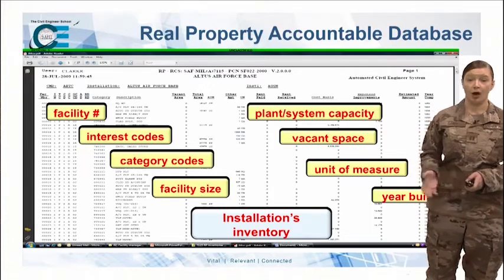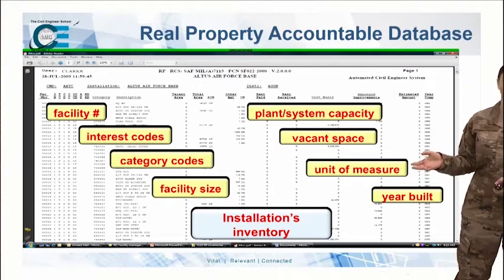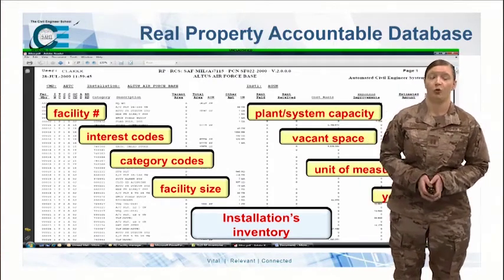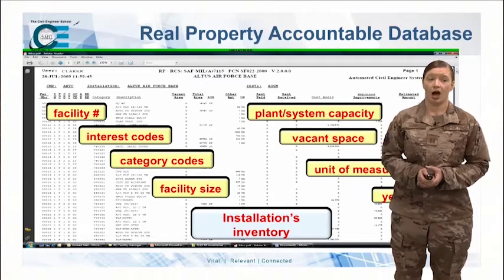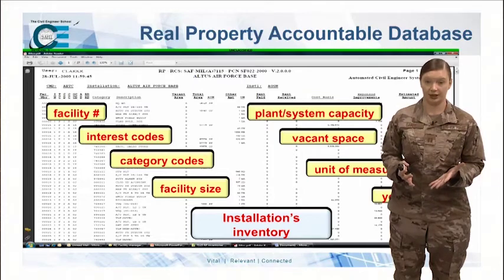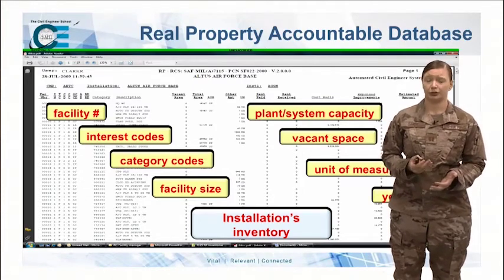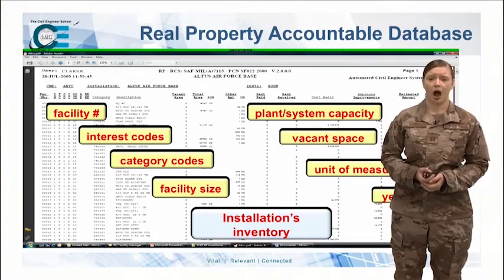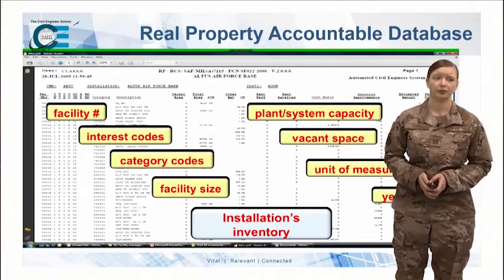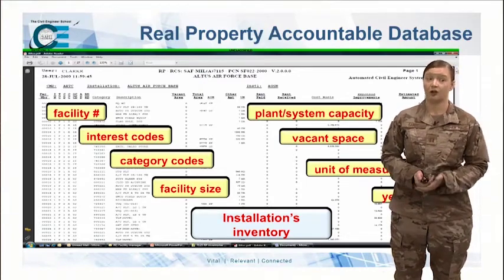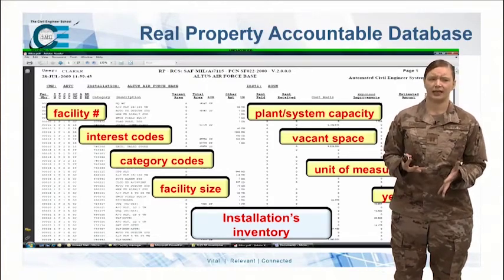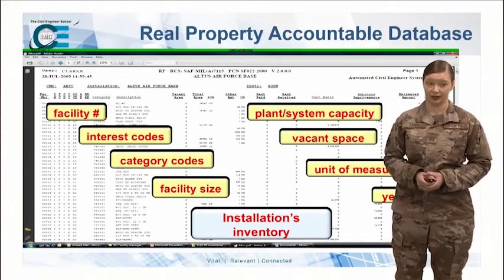There's going to be a quantity or unit of measure. This might help you figure out if the item is a linear system or a building. And cost. This is an assessment of the financial value of that particular asset to the organization. It includes things like capitalization costs, operations and maintenance costs, and plant replacement value. This is not an exhaustive list of all of the data in the Real Property Accountable Database, or RPAD, but it lists out some of the data that might be interesting to us as asset managers.